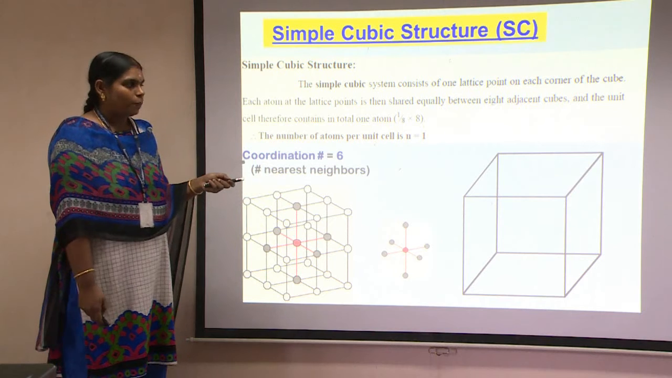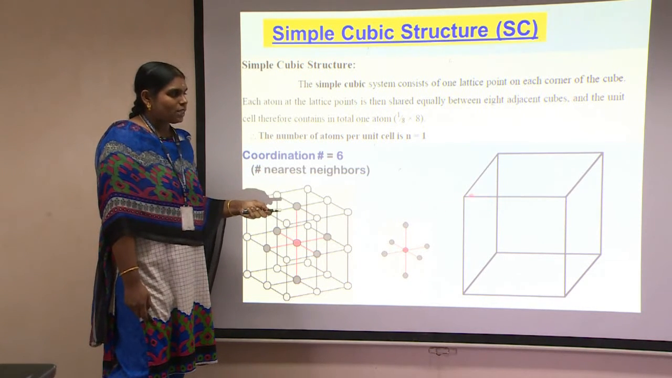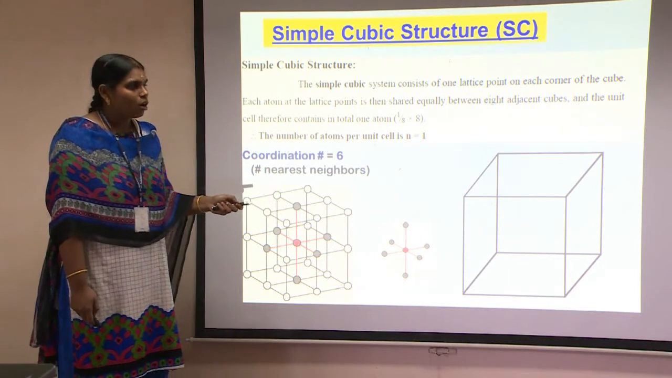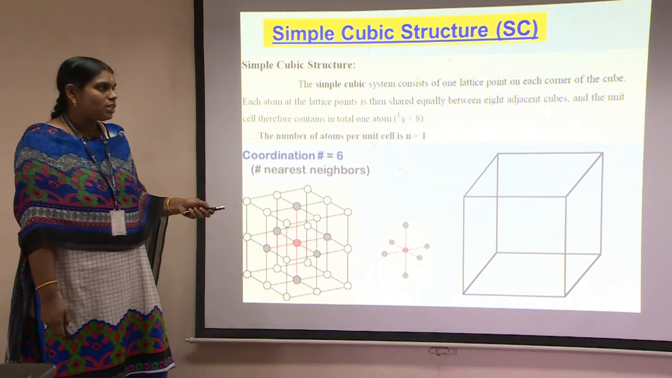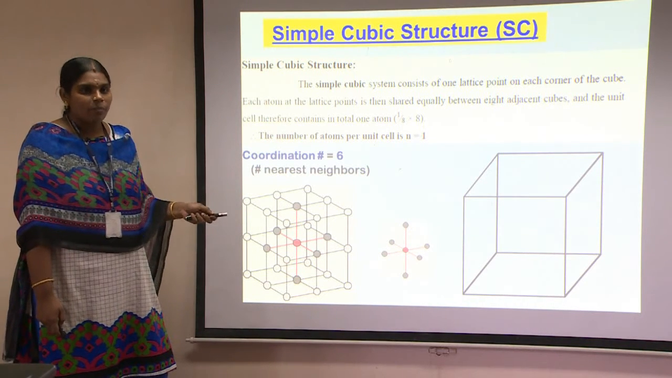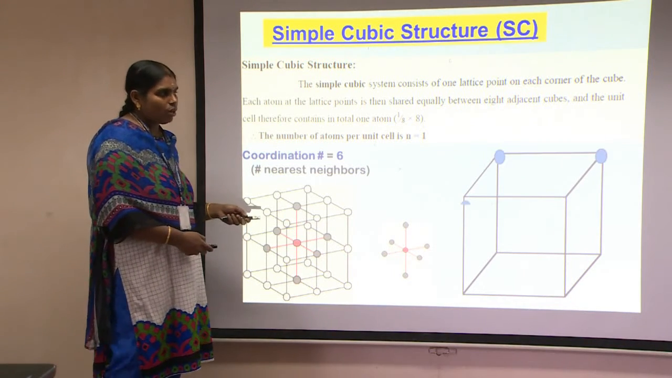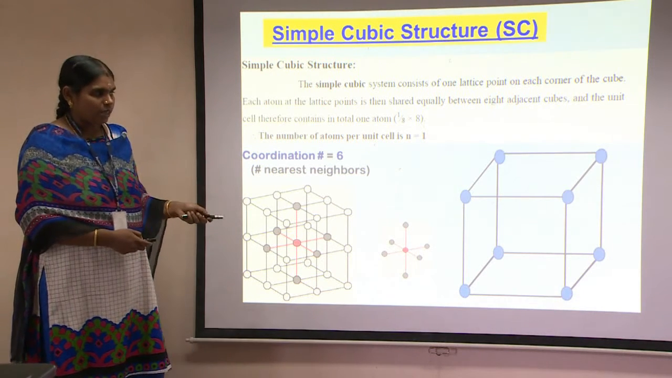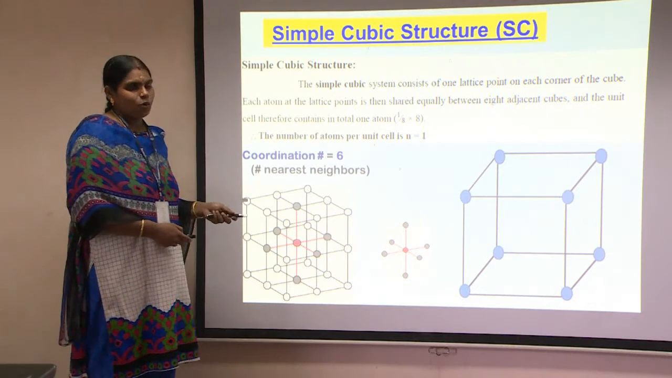How are we going to explain a simple cubic structure? A simple cube is nothing but a cubic structure in which the atoms are present only at the corners of the cube. How many corners are there for a cube? There are 8 corners for a cube. So all these 8 corners are occupied by 8 atoms. Now we can see how the atoms are oriented. You can see that only 8 atoms are present, only at the corners. So this is what we call a simple cubic structure.